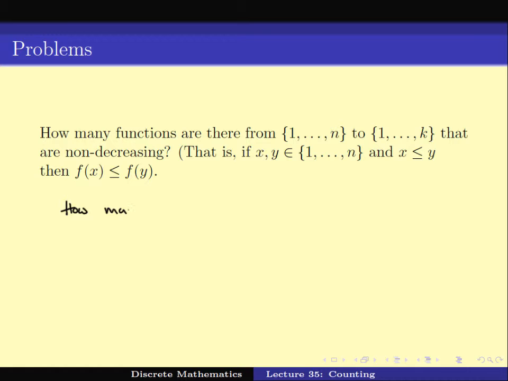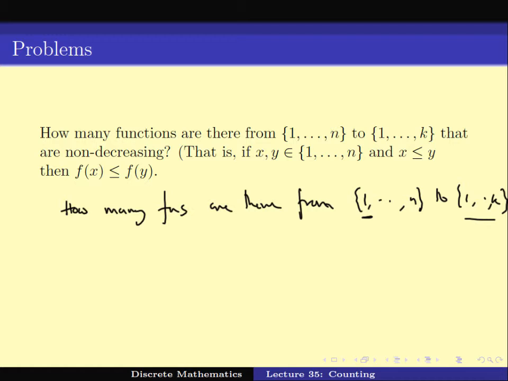So how many functions are there from 1 to n to 1 to k? Now, how do I calculate that? Any of these functions can send the first item to any of these k points, right? It can also send the second item to any of the k points. It can send the third item to any of the k points. So the total number of functions is k times k times k, n times, which is k to the power n. So this is the number of functions from 1 to n to 1 to k. Good.